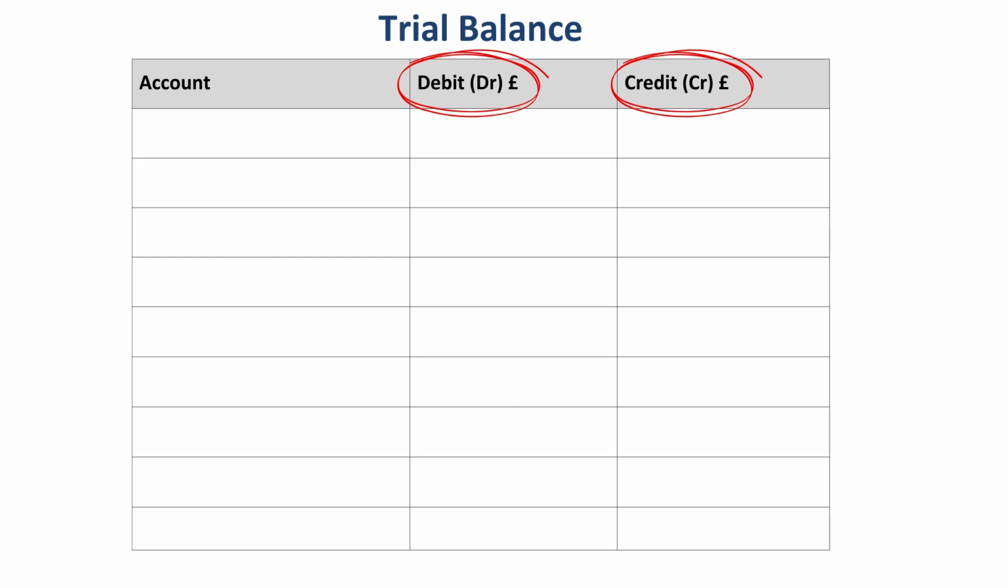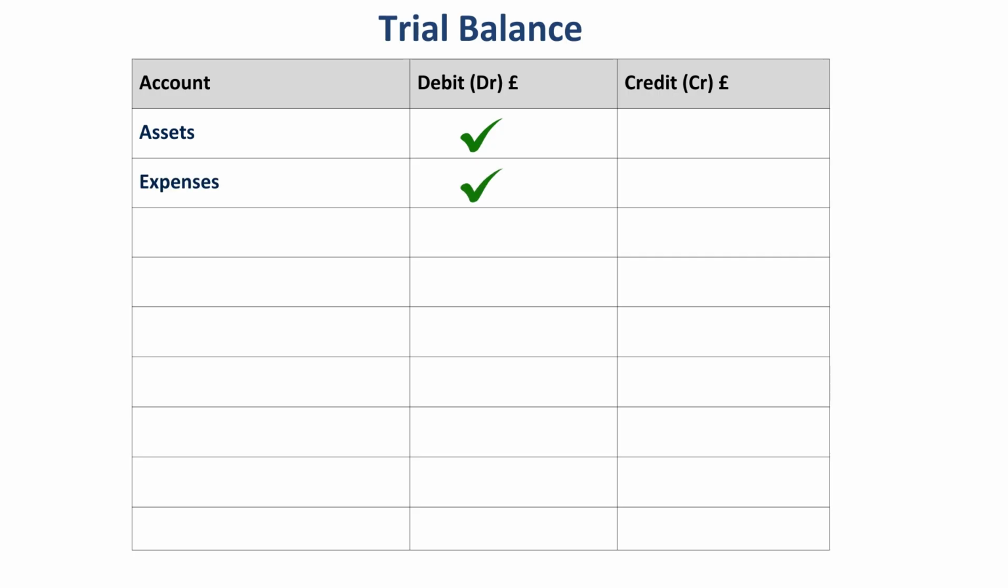The trial balance is presented in two columns, debit and credit. The types of accounts generally follow predictable patterns. Debit balances usually include assets, things the business owns like cash, equipment, or inventory. Expenses, costs of running the business, such as rent or wages. Drawings, money taken out by the owner. And purchases, goods bought for resale. These accounts increase on the debit side, which is why their ending balances appear in the debit column.